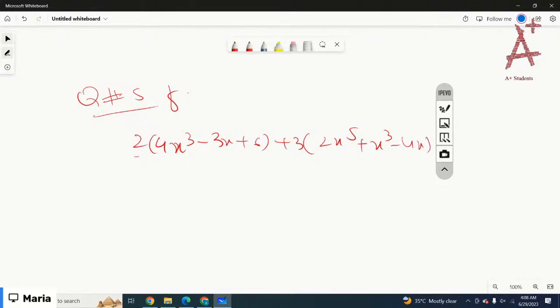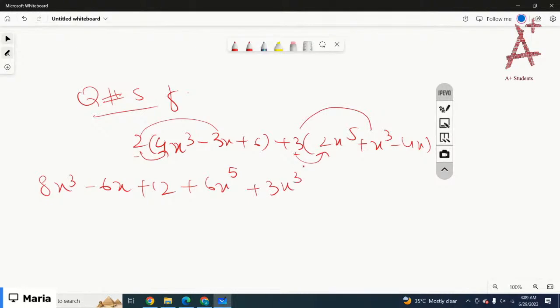So let's just multiply the numbers that are outside the bracket with everything that is inside the bracket. So it would be 2 times 4, it is 8x cubed. 2 times negative 3 is negative 6x and 2 times 6 is 12. Now you have to multiply 3. 3 times 2 is 6x to the 5. 3 times 1 is 3x cubed and 3 times negative 4 is negative 12x.